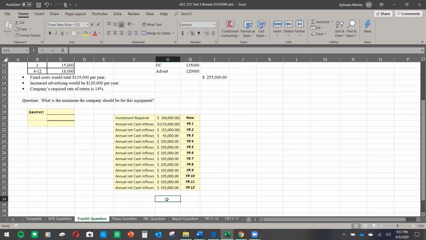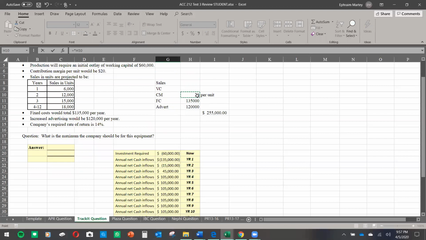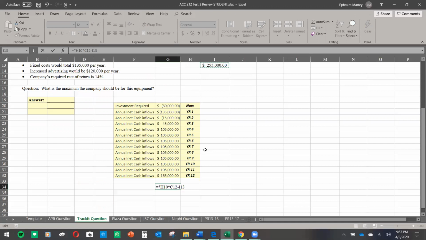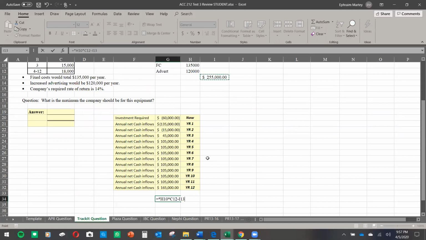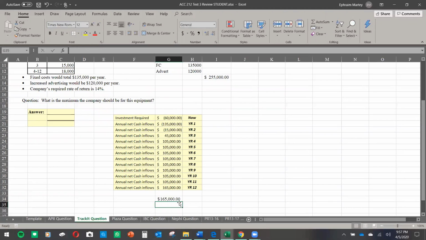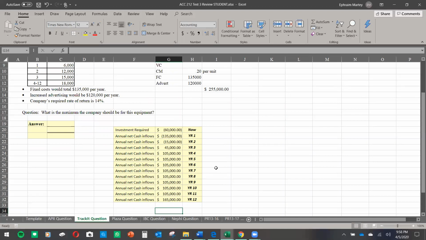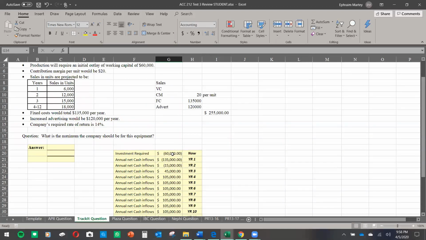Basically, we have $20 per unit multiplied by 18,000 minus this 255,000. But the company has a working capital of 60,000 that they need to get back. So 105,000 plus 60,000 will give us 165,000. That is why we have that one. Now we know our working capital is 60,000, but we don't know what the equipment is.